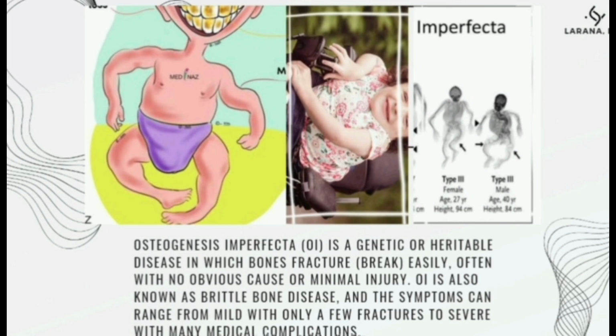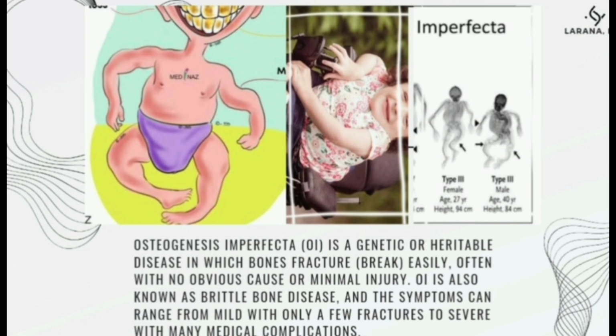Osteogenesis imperfecta is a genetic or heritable disease in which bones fracture and break easily, often with no obvious cause or minimal injury. It is also known as brittle bone disease, and the symptoms can range from mild with only a few fractures to severe with many medical complications.